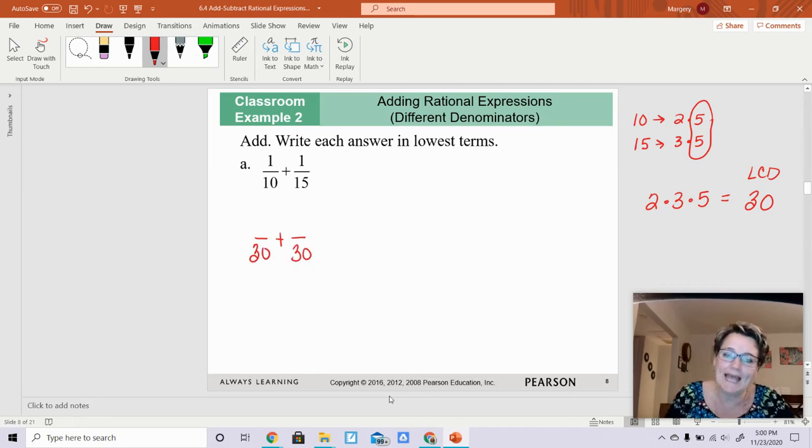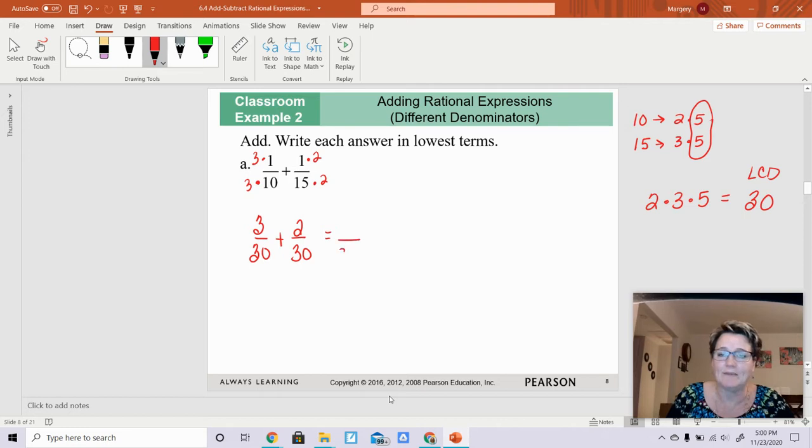Now, what would you do to 10 to get 30? Well, I'd multiply it by 3. Whatever you do to the bottom, you've got to do to the top. 3 times 1 is 3. Now, whatever you do to 15 to get 30, which is multiply it by 2. Whatever you do to the bottom, you must do to the top, and that gives you 2.